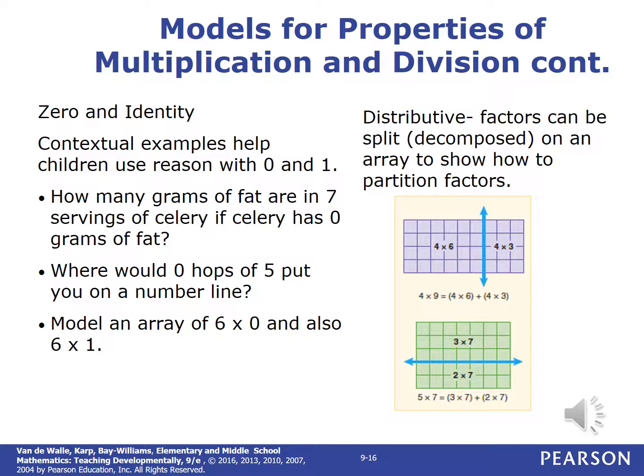Another way for them to think of it visually is, where would 0 hops of 5 put you on the number line? Well, they realize that they're not moving at all. And again, visually they're able to see the 0 property. You can also model the 0 property with an array. You could try to have them construct 6 by 0. A great property to illustrate with an array is the identity property. So showing it for maybe 6 times 1 would be an excellent way for them to visualize that property.